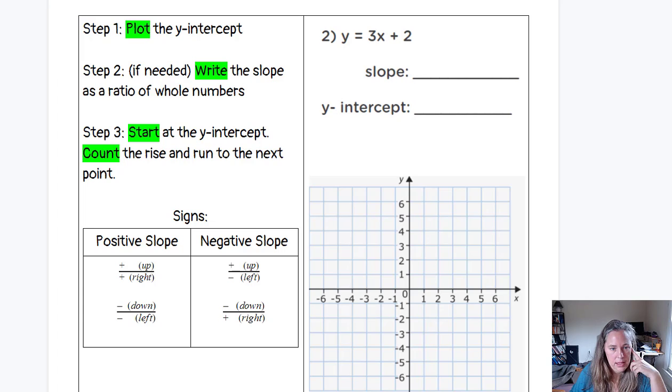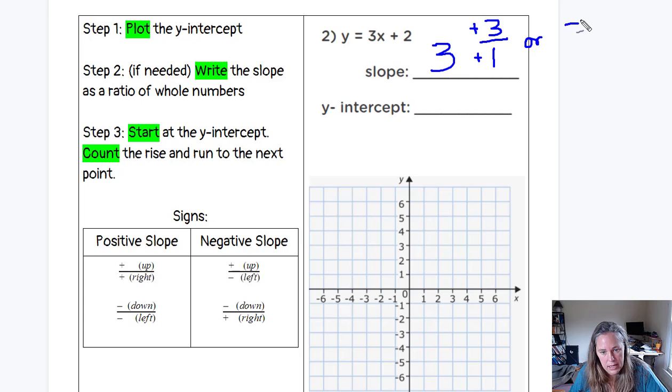We've got y equals 3x plus 2. So my slope is 3, and it's positive. So I'm going to write that as 3 over 1, +3 over +1, or -3 over -1. So I'm doing step 2 right now. I'm writing the slope as a ratio of whole numbers, and I'm using my signs.